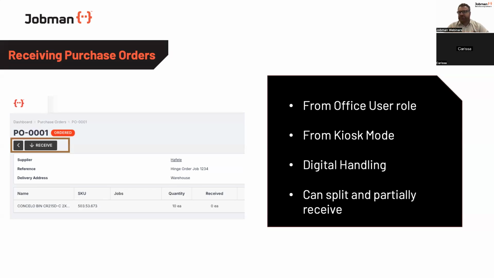So receiving purchase orders in Jobman is handled digitally. It can be done from the office user management role, so you can come in and receive it. If you prefer to do it from a project management point of view, that can be handled from the office user license, or we have the capability to handle it from the kiosk. So if you prefer your team handles the receival of those goods as they come in the door, as they're the ones most likely to be unpacking the trucks, then it makes a lot of sense that they can go into the kiosk and then receive those goods as well, which is good. We can handle partial receiving, splitting of purchase orders, and everything you'd expect from a good purchase order and management system.